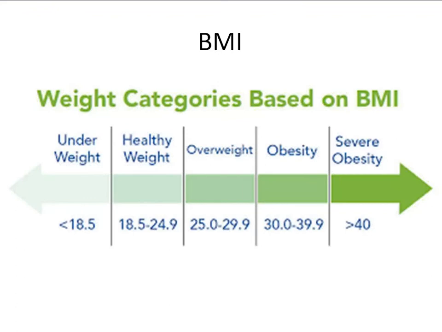So, healthy or normal weight is a BMI of 18.5 to 24.9. Less than 18.5 is called underweight, and 25 to 29.9 is called overweight. 30 and above is called obesity, and beyond that is severe obesity, which we might not require. But these four things, normal weight, underweight, overweight and obesity, are very important.